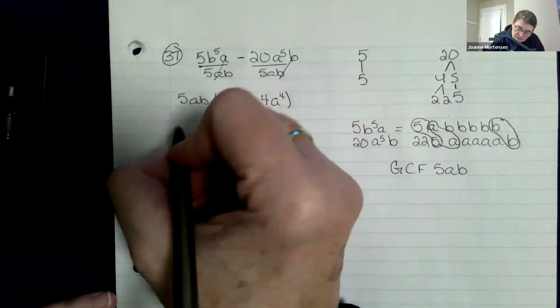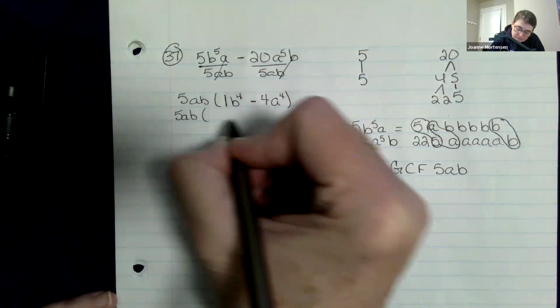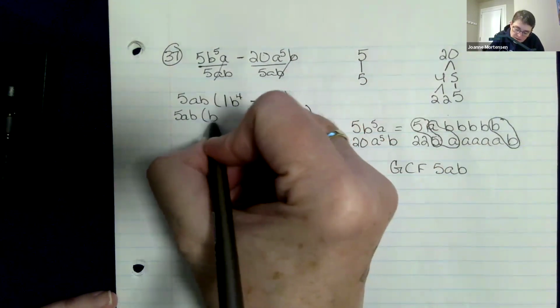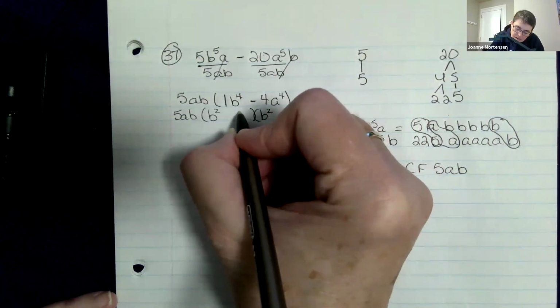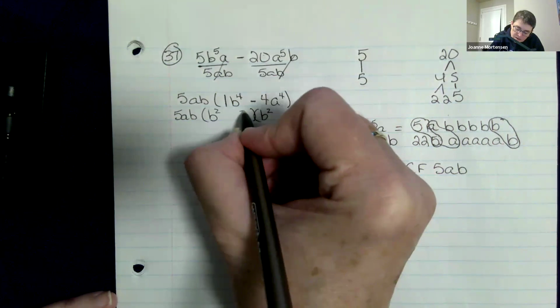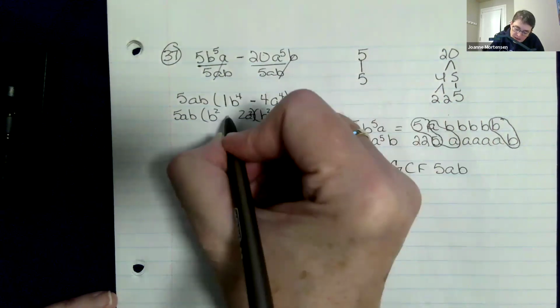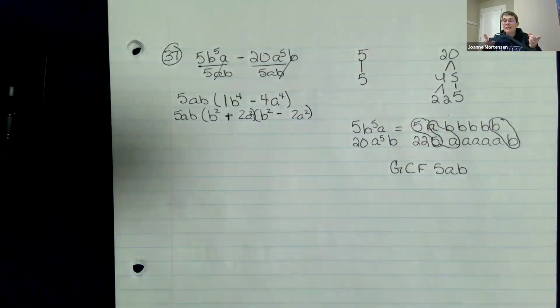So that's just my division. So bring down my 5. A, B. Back a bit. So b squared. Square root of 4 is 2, a squared. 2a squared. And a plus, a minus, and ta-da! There we go.